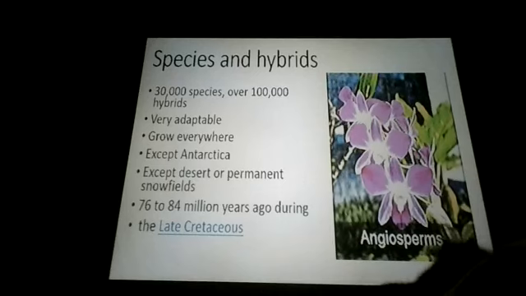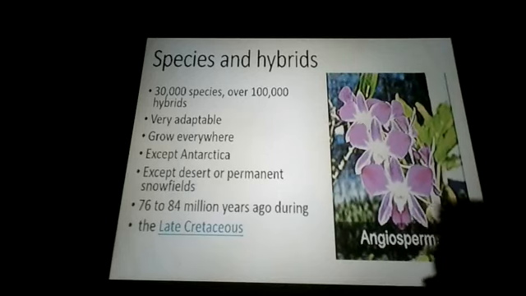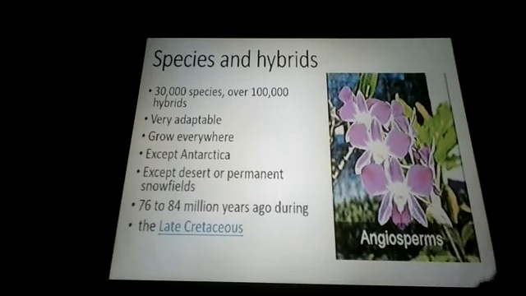Another characteristic of them is that they're very adaptable. They grow everywhere except Antarctica, deserts, or permanent snowfields. And they started growing back 76 to 84 million years ago during the late Cretaceous. That's when they started showing up. Next slide, please.